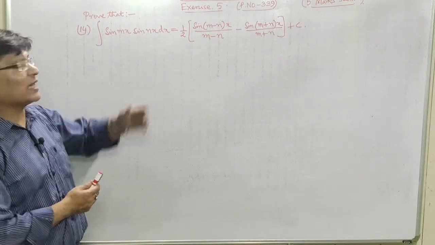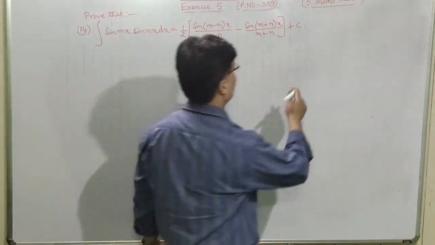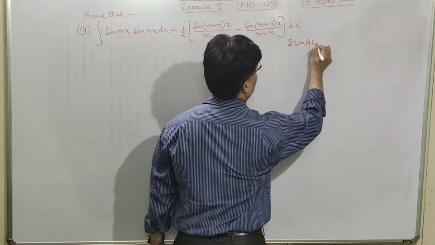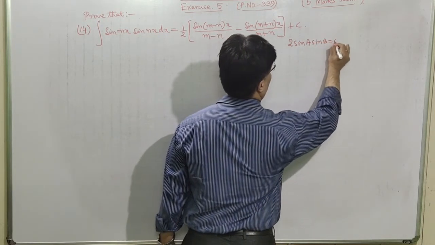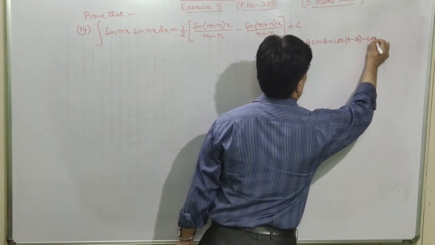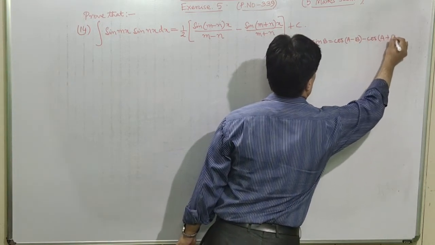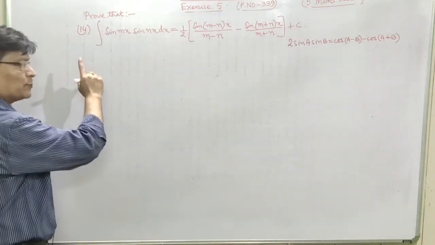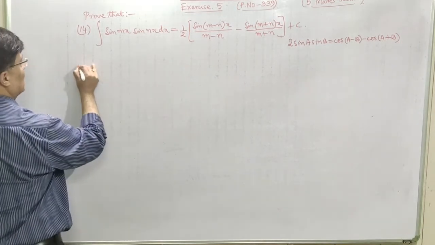So this is of the form sin a sin b. You know the formula of 2 sin a sin b, isn't it? 2 sin a sin b is equal to cos of (a minus b) minus cos of (a plus b). Okay, so let us prove this. LHS is equal to RHS.